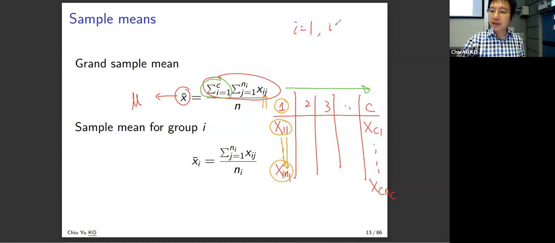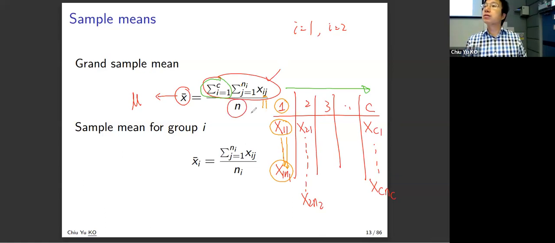And now go to I becomes 2, you just go X21 up to X2N2, right? Just go in this way. So basically what it says is you add everything there, divided by how many of them. That's it, right? Because the grand mean is just like you disregard the grouping, right? What's the mean? Add everything up, divided by how many of them? Nothing new, right? That's basically, I forgot the grouping. Average is what? That is a grand mean, right?